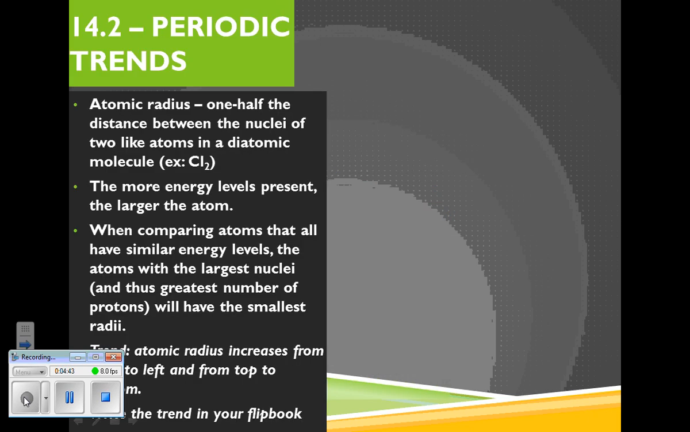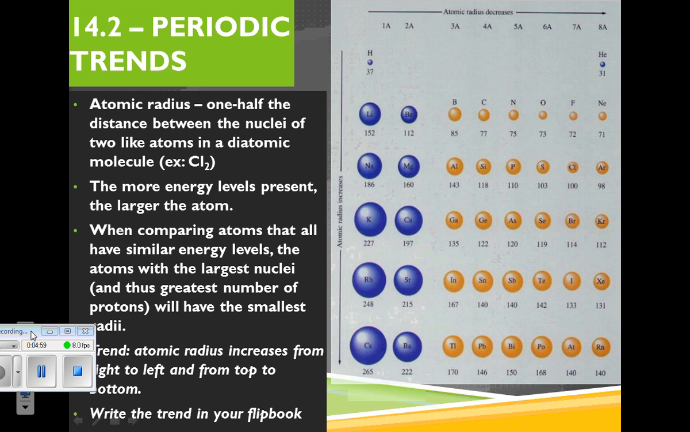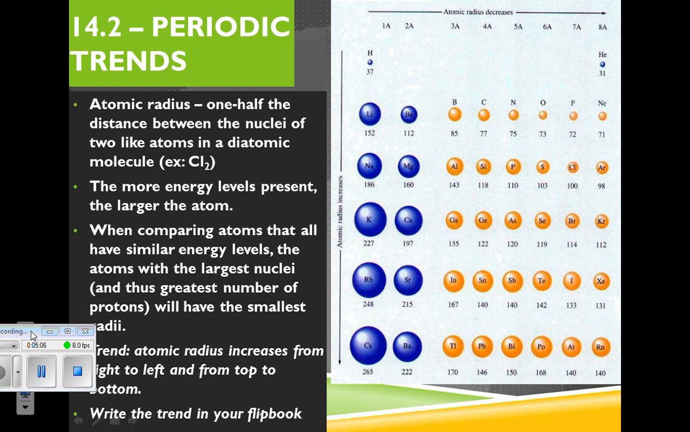All right. Periodic trends, and now we're looking at atomic radius as a trend. Atomic radius is 1/2 the distance between the nuclei of two like atoms in a diatomic molecule. This is how they measure it. They take chlorine that is attached to chlorine, and they measure the distance between those two nuclei. And 1/2 of that distance would be atomic radius. So from here to there would be an atomic radius.